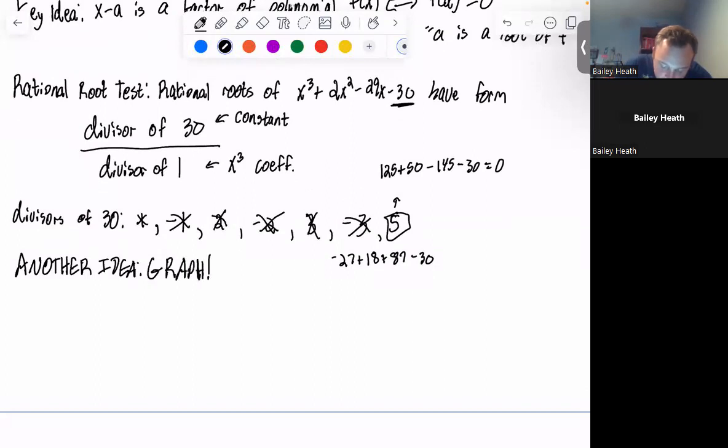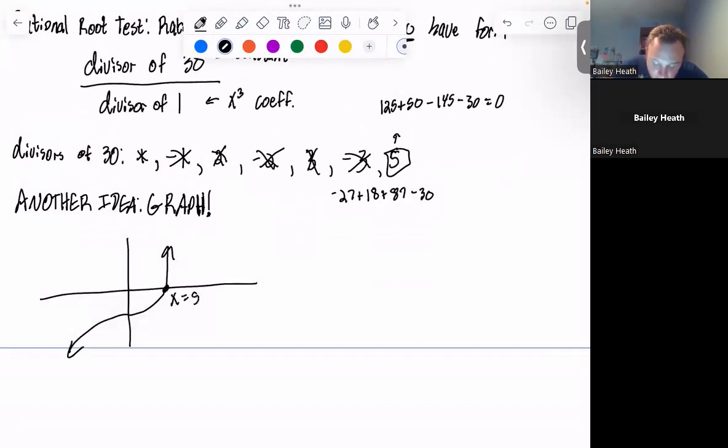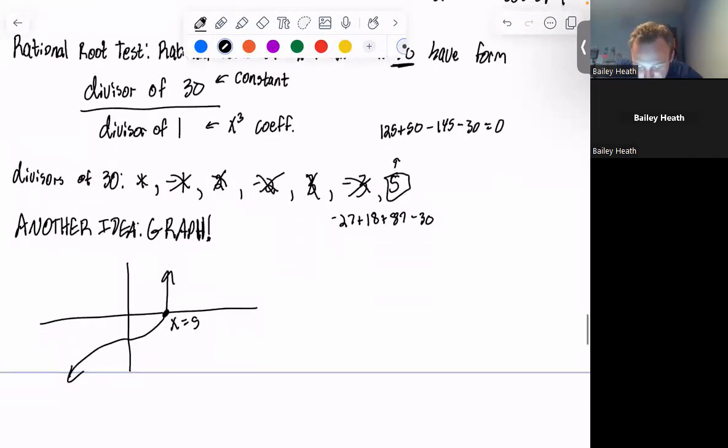Right? So I'm not going to do this. I'm not going to show this here. But you could totally look at the graph, right? What I know about this graph now, I'm just going to do a very rough sketch, is that this graph has to cross at x equals 5. So if you graph this and you look at where it crosses the x-axis, that'll also tell you a root, probably a little bit more quickly than this. So that's probably the way to go, actually.